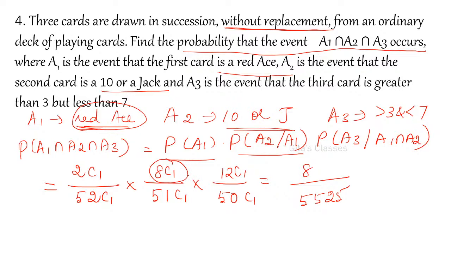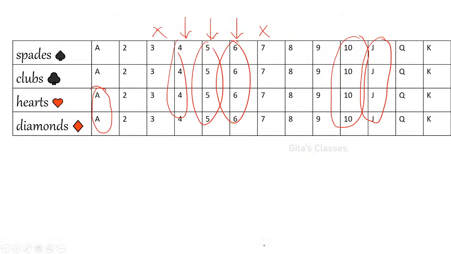Whenever you have R, it should be add. You should add. You should not multiply. Always remember, whenever you have R, you have to add, addition, plus. Whenever you have and, you have to multiply. Please remember that. Yes, 4C1 plus 4C1 only. You should not multiply. R means addition.